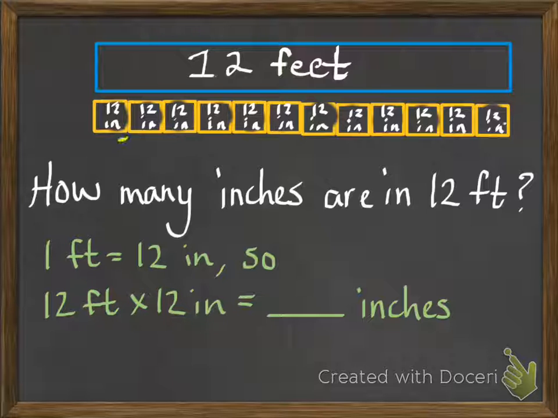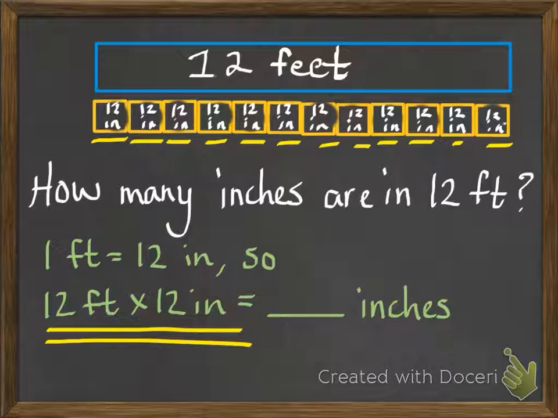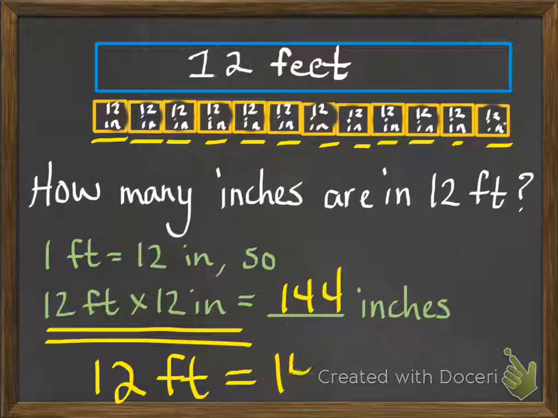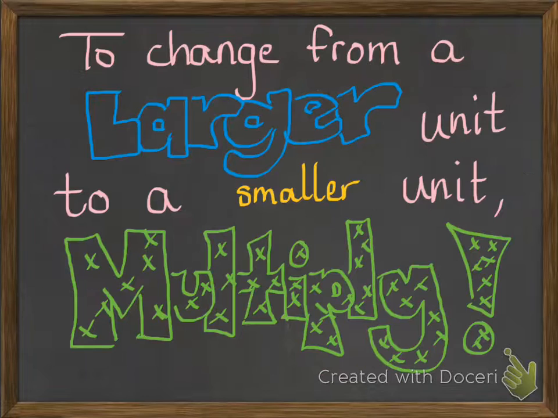You can see that 1 foot is 12 inches, and if I stack a block that's 12 inches long, or 1 foot long, and I have 12 of them to make 12 feet, I'm going to be multiplying 12 feet times 12 inches. 12 feet times 12 inches equals 144 inches. So 12 feet equals 144 inches. I multiply the number of feet times 12 inches. To change from a larger unit to a smaller unit, remember to multiply.